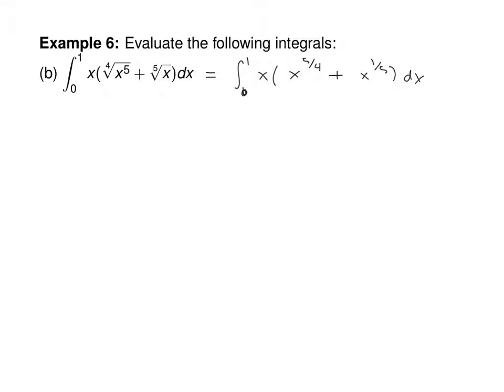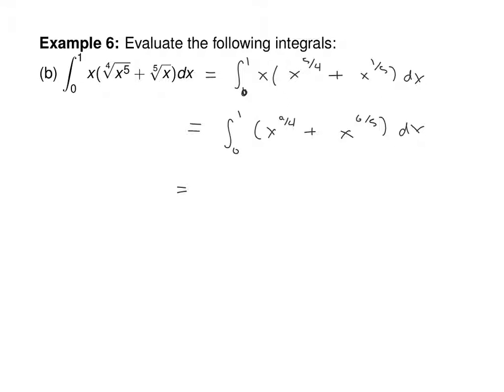Yeah, okay. Now distribute. When you do x times x to the 5 quarters, so 4 quarters plus 5 quarters is 9 quarters. And then x to the 6/5. Did you get better at adding fractions in your head this semester? Yeah, crazy, huh? Who would have thought? I mean, I would have thought.